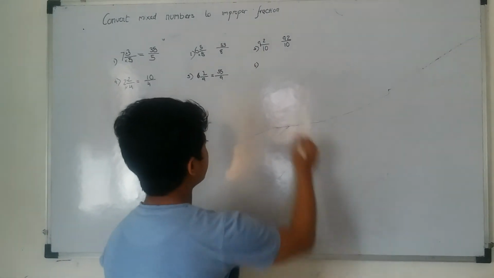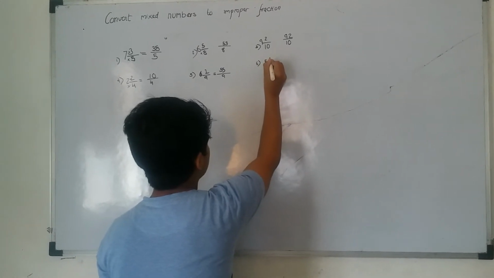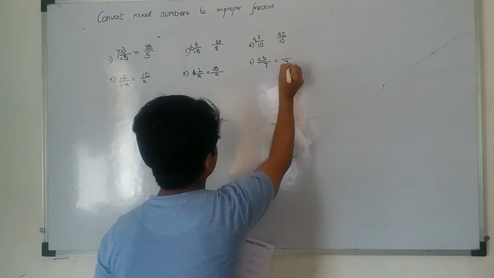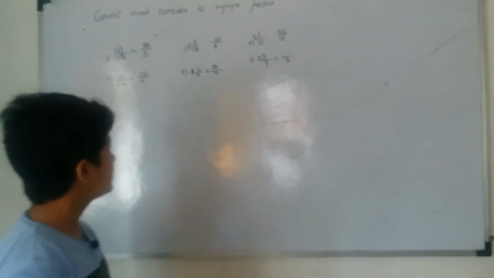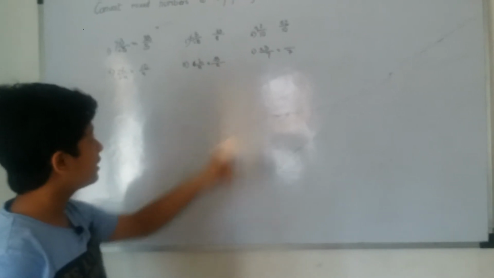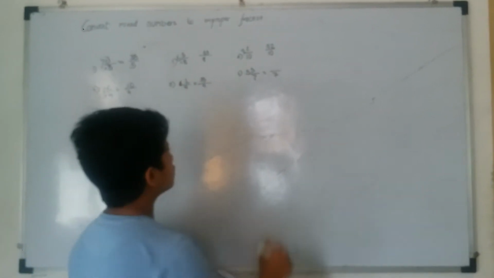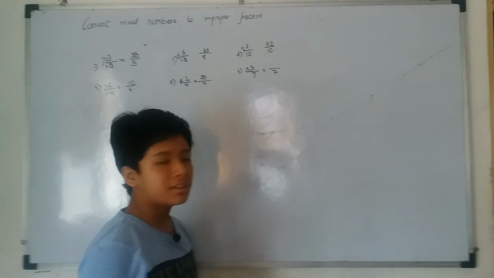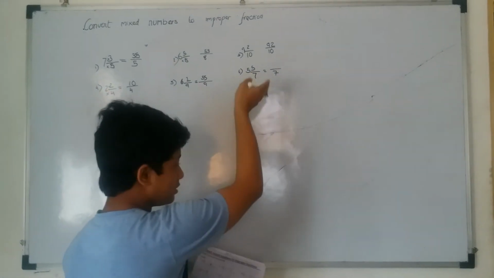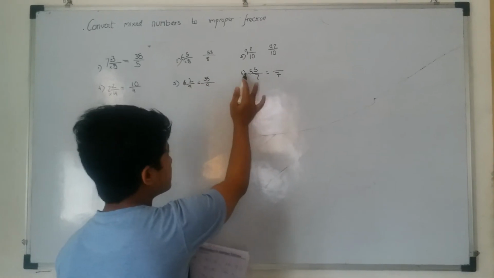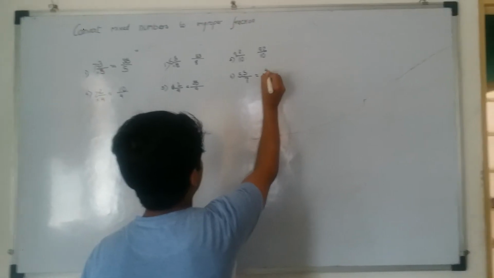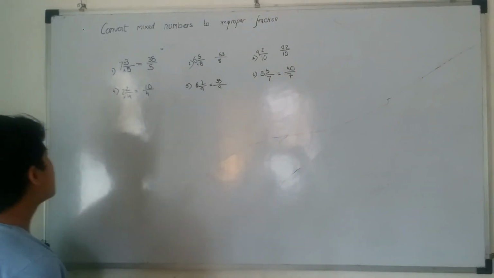Then sixth question, 5 5 upon 7. You have to see that the denominator will always be the same. You don't have to change the denominator with the number. Only the numerator will be changed, the denominator will not change. So we will do the same as we did before. 7 5s are 35. 35 plus 5 equals 40. 40 upon 7.